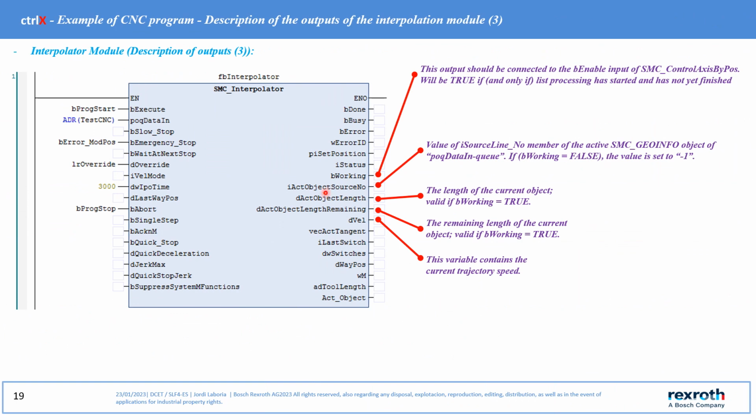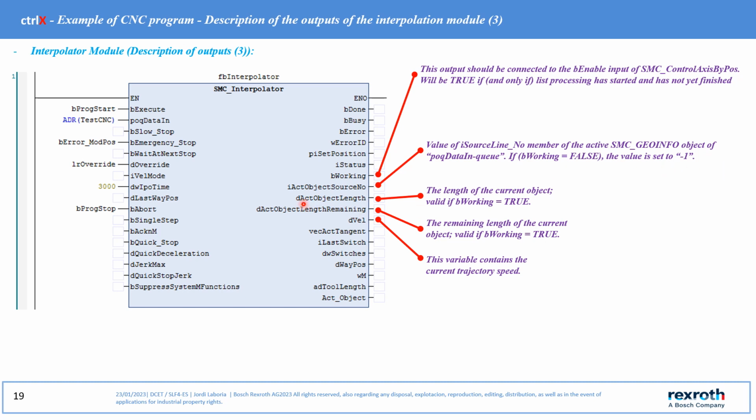Interpolator module, descriptions of outputs, part 3. B working. This output should be connected to the enable input of isMC control axis by pos. It will be true if and only if list processing has started and has not yet finished. I act object source number. Value of source line number of the active isMC info object of machine program. If B working is equal to false, the value is set to -1.